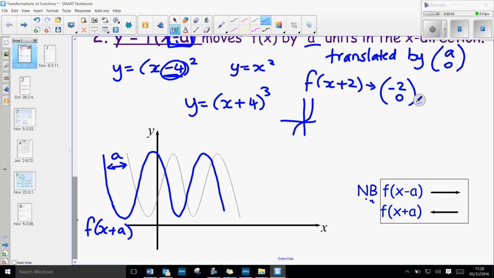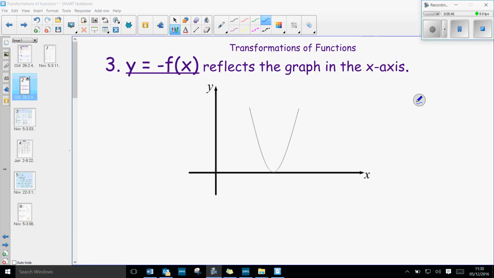Alright, so if we have a negative sign in front of the graph, this reflects it in the x-axis. So here we have our original, and it happens to be a parabola. If it was negative f of x, it would just be a reflection in the x-axis. Oh, that's not too shabby. So if the negative sign is in front, it's just a reflection in the x-axis.